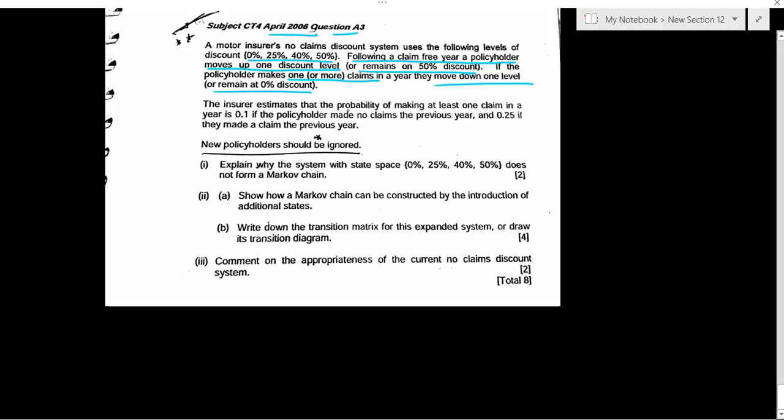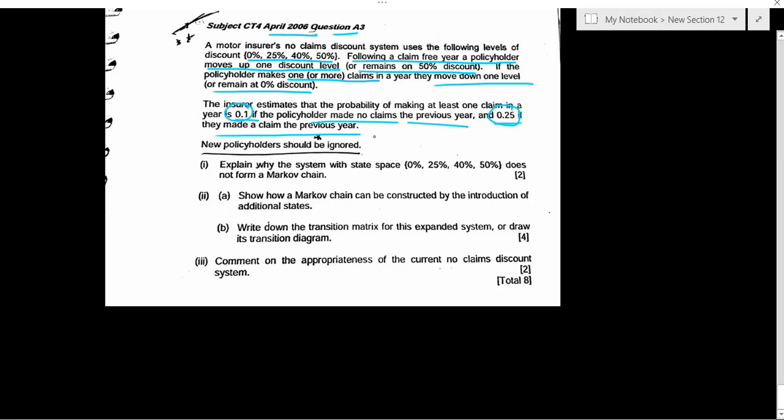The insurer estimates that the probability of making at least one claim in a year is 0.1 if the policyholder made no claims in the previous year. Okay, so if there was no claim in the previous year, the probability of making a claim is 0.1, and if there was a claim in the previous year, then the probability of making a claim is 0.25. So here we can clearly see that the future state of the policyholder, the probability to which state the policyholder gets, depends upon the past state. Okay, it depends on whether you made a claim last year or not.